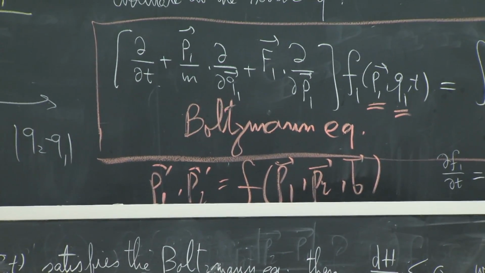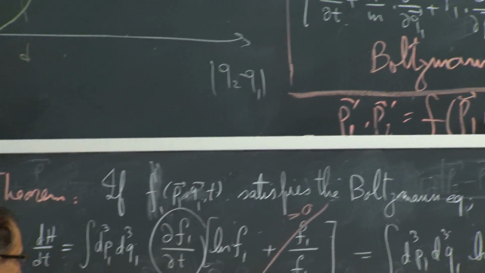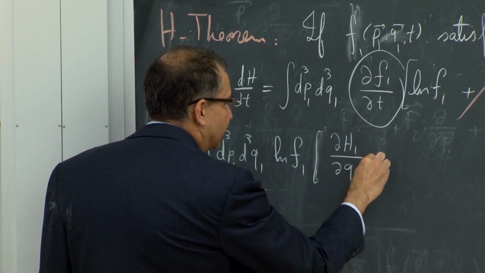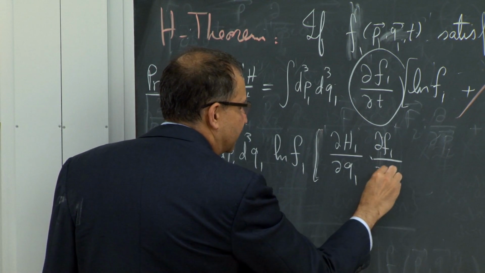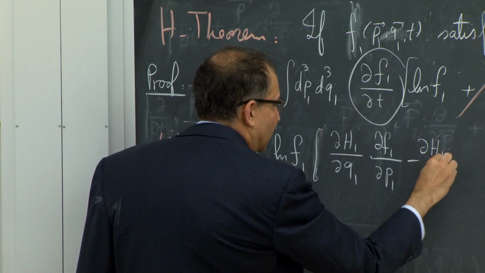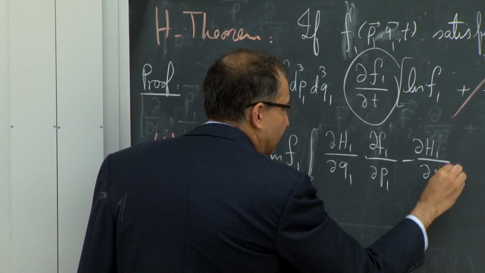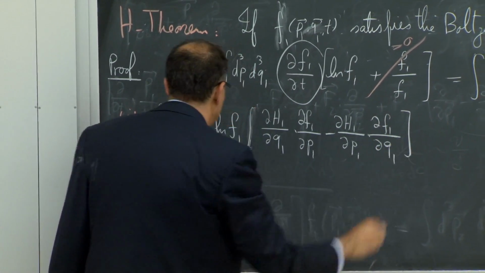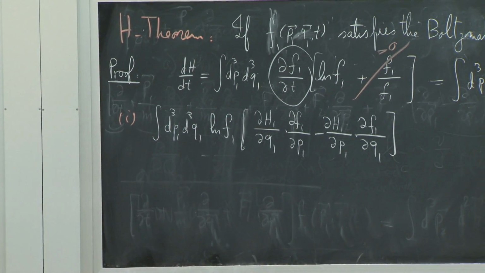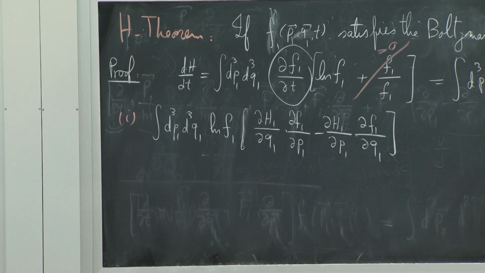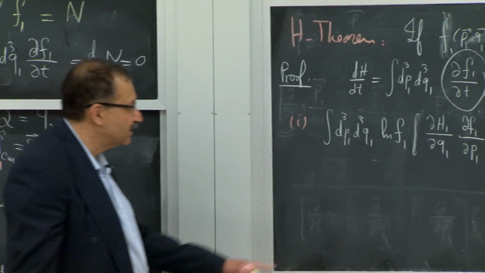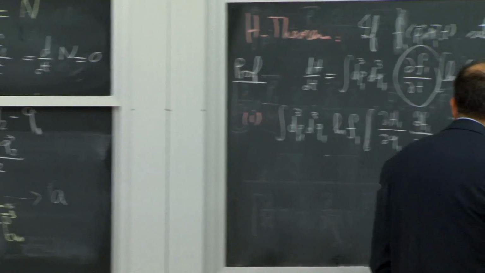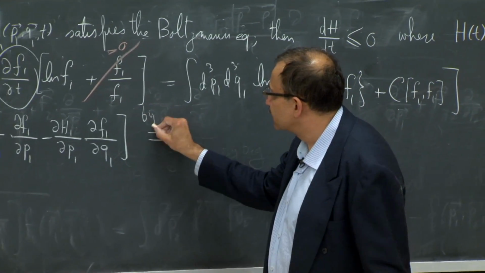I could alternatively write it as dH1 by dQ1 dF1 by dP1 minus dH1 by dP1 dF1 by dQ1. Okay, so I've explicitly written this form for the one particle in terms of the Hamiltonian. The advantage of that is that now I can start doing integrations by parts.